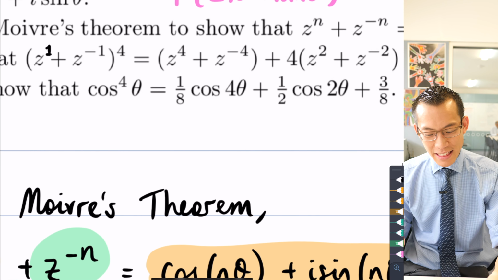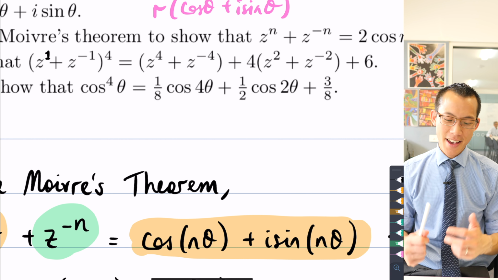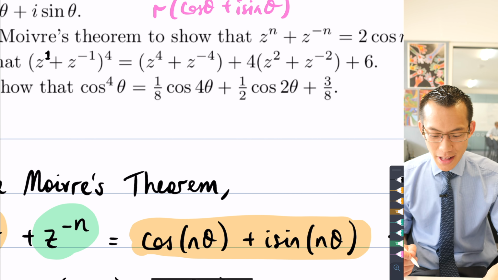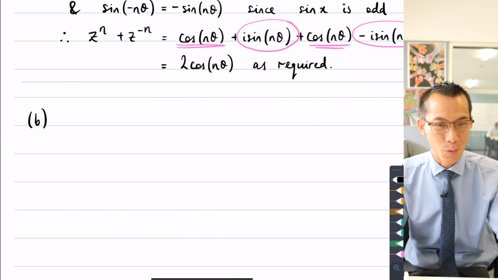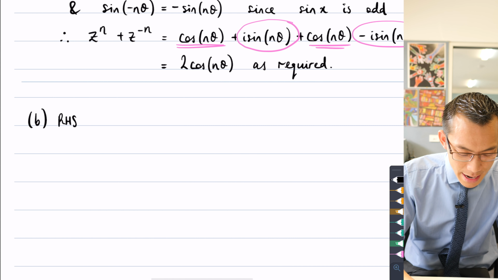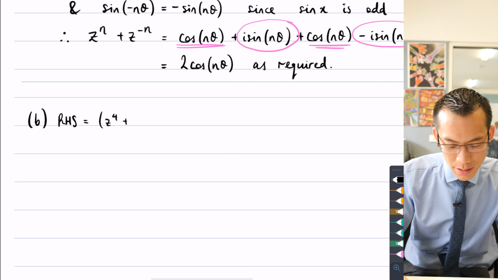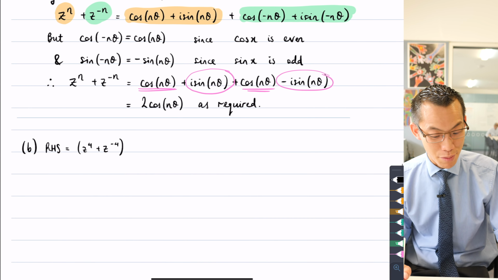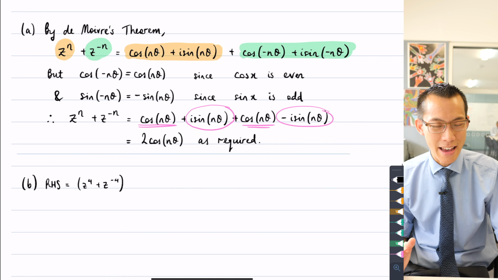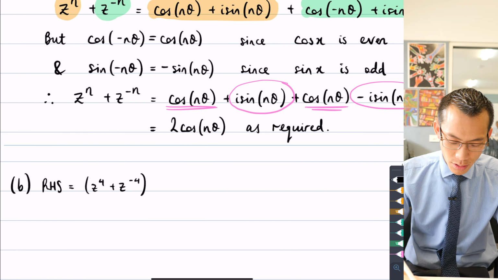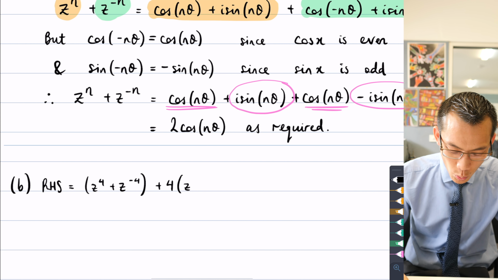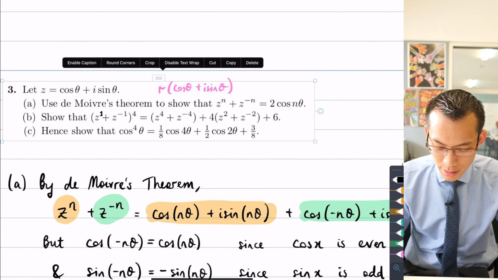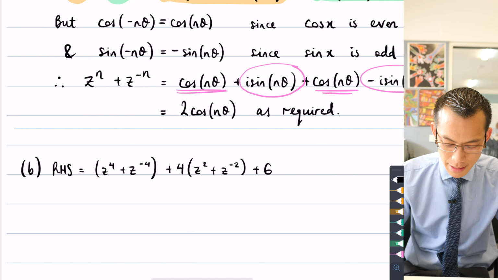And it looks to me like the right-hand side is considerably more complicated, and my brain is better at simplifying complicated things rather than doing that in reverse. So let's start with the right-hand side and see how far we can get. Right-hand side equals, I think they've got z to the 4 plus z to the negative 4 out the front, which they've very helpfully put parentheses around to group to make it easier to use part A's result. Then you've got 4 lots of z squared plus z to the negative 2. And then what do we have hanging out on the end there? It's a plus 6. Okay, write that there.